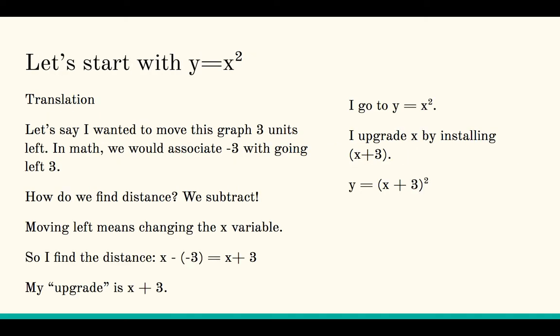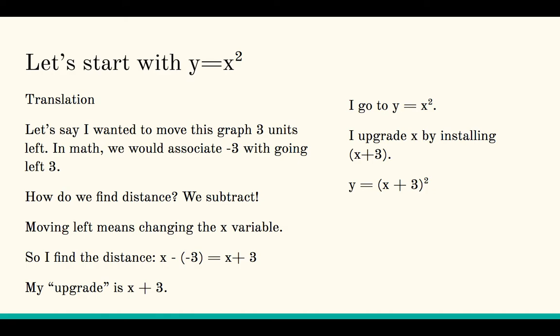So I think you'll find it easier to understand if we just jump in and do something. So let's say I start with y equals x squared. I want to do a translation. So let's say I want to move the graph 3 units to the left. Now, in math, we would associate -3 with left 3. That's just what our brain thinks. Left, oh, -3. How do we find distance again? We subtract. And moving left means changing x.